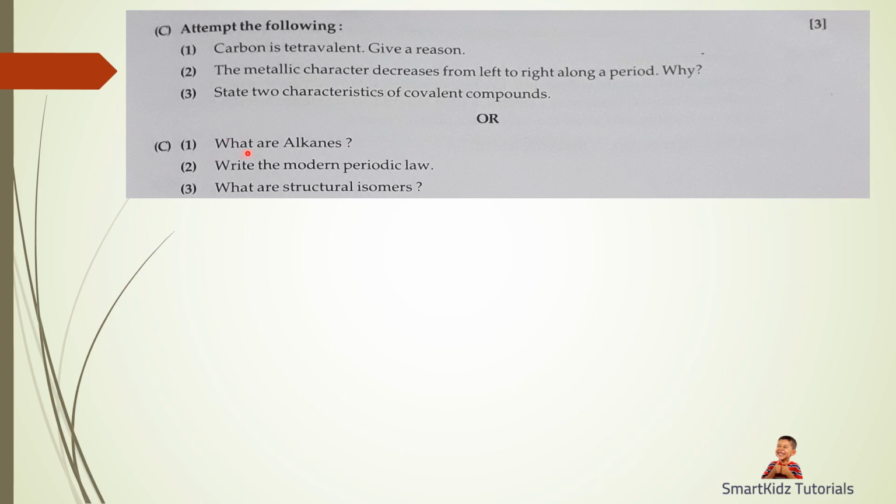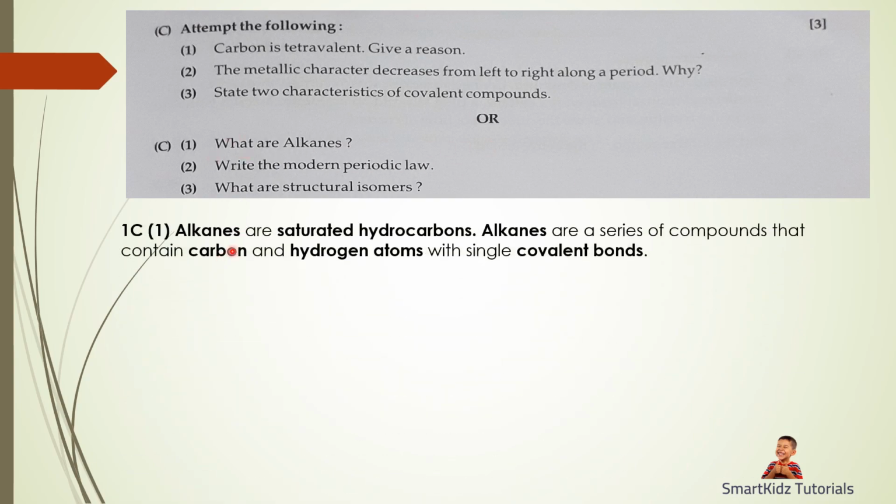To the second part, what are alkanes? Alkanes are saturated hydrocarbons, single bonded carbon atoms. Alkanes are a series of compounds that contain carbon and hydrogen atoms with single covalent bonds. Like your methane, then your propane, butane, so forth. These are all alkanes having single bonds, and because they're single bonds, they are also known as saturated hydrocarbons.